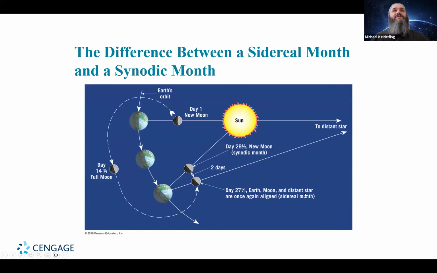So here's an illustration showing the difference between the sidereal month and a synodic month. To a distant star, after 27 and 1/3 days, it lines up back to that star. It's completed one complete rotation, but to line up with the sun again, it needs to travel another 2 days.